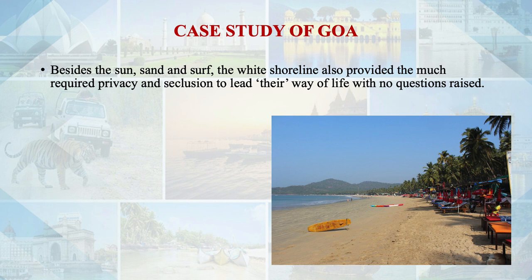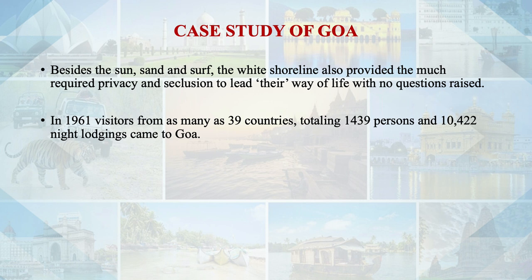Besides the sun, sand and surf, the wild shoreline also provided the much-required privacy and seclusion to lead their way of life with no question raised. In 1961, visitors from as many as 39 countries, totaling 1,439 persons and 10,422 night lodgings, came to Goa. With a guest at the Goa doorstep, it meant demand in terms of food, accommodation, medicine, music, and other drugs. Farmers, toddy tappers, fishermen, and the residents in general had new opportunity knocking at their doorstep. Invariably, their involvement in the tourist activities was inevitable.